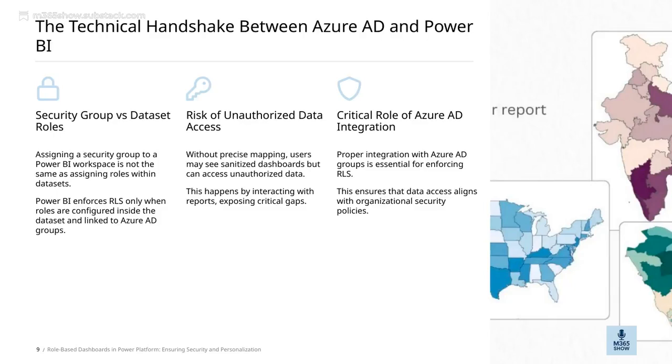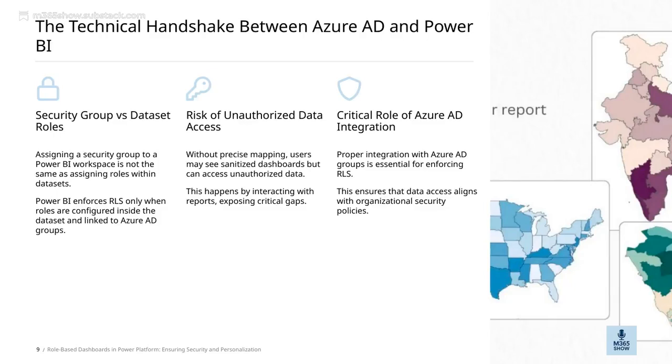Without precise mapping of users to Azure AD groups, there's a risk. Users might see dashboards that appear sanitized or limited, but they could still access data they're not authorized to see. This can happen through interactions with reports, exposing significant security gaps that we definitely want to avoid.